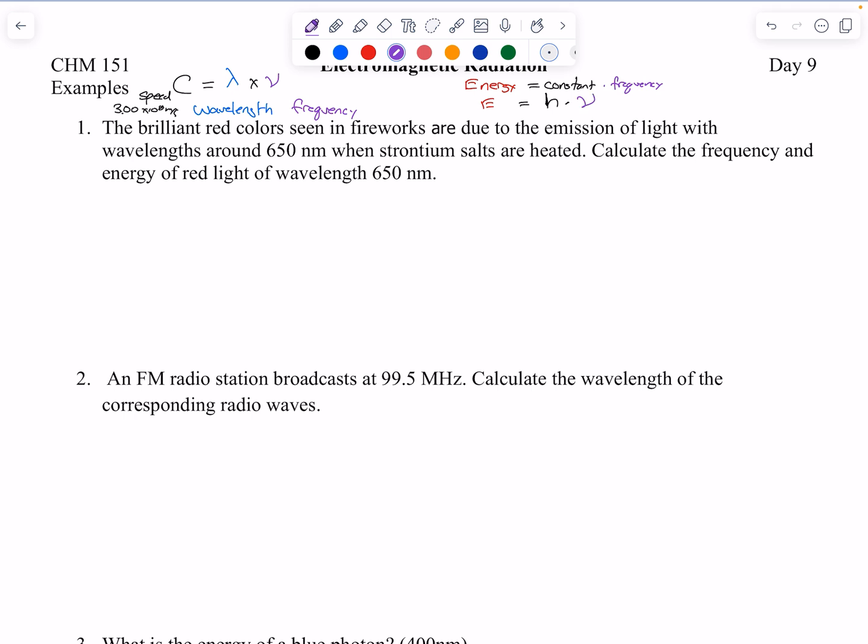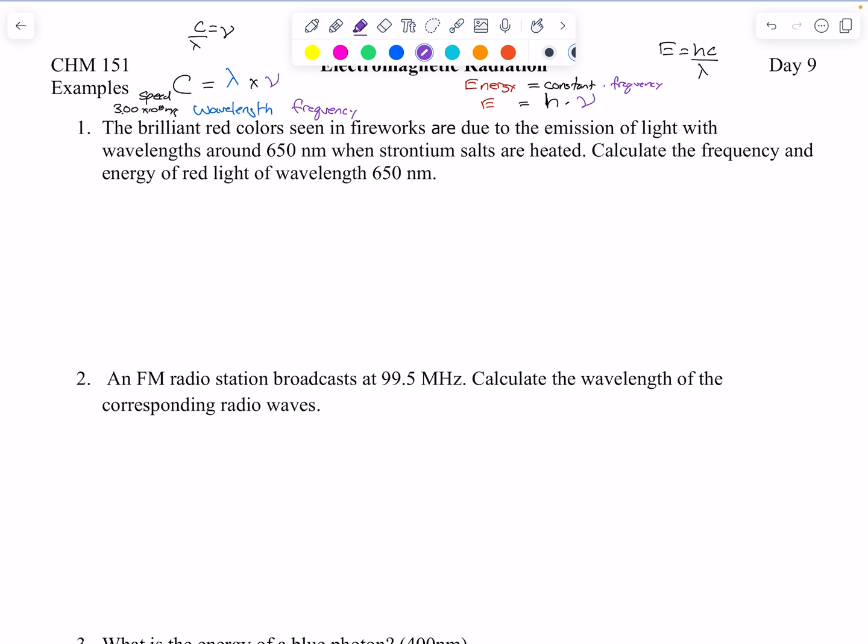And rearranging these, if we do c equals lambda nu, then c divided by lambda equals nu. And so we can do E equals hc over lambda. We can do it that way as well. So those are our formulas, or tools. And let's look at this.